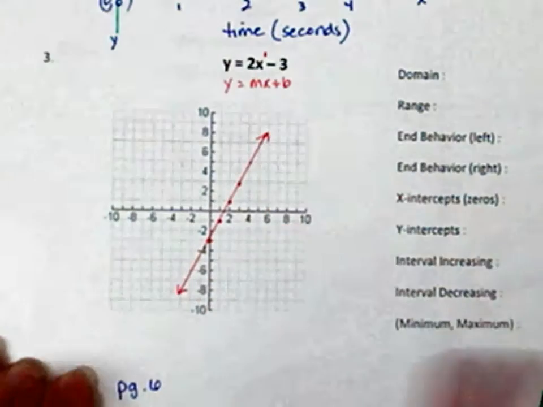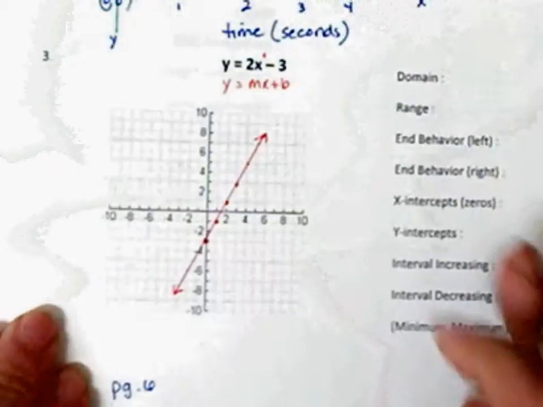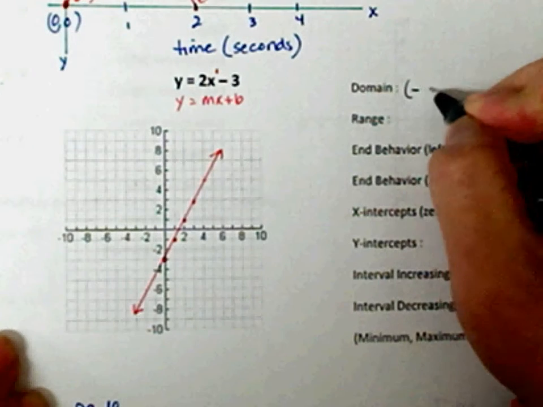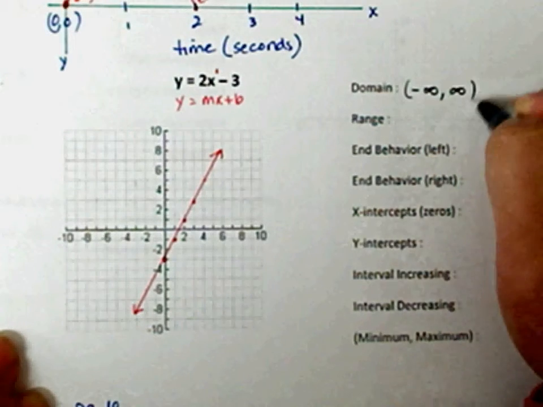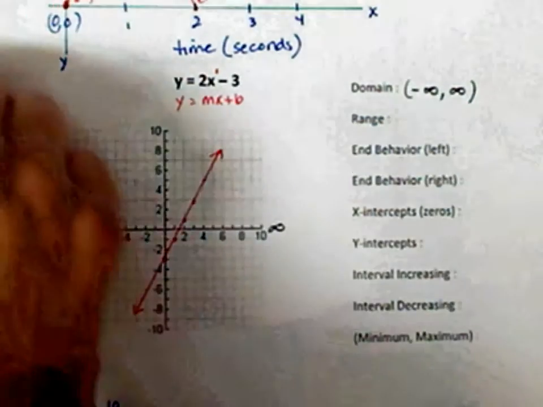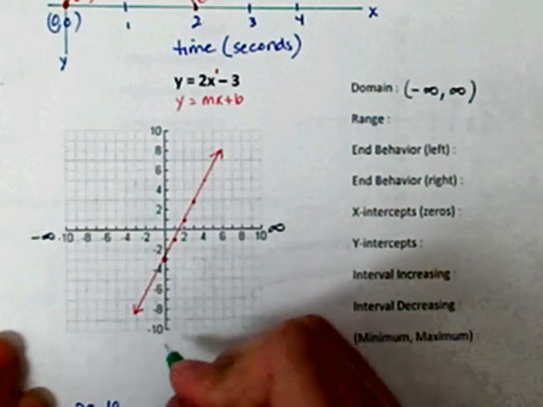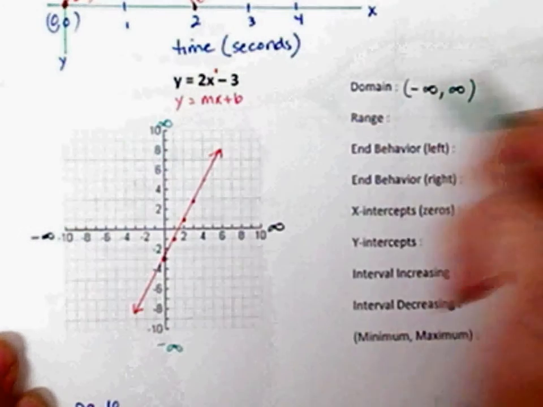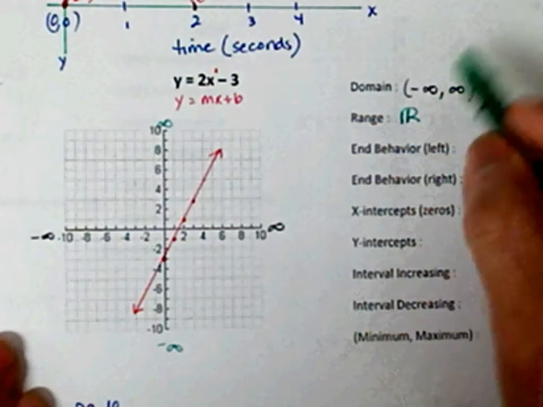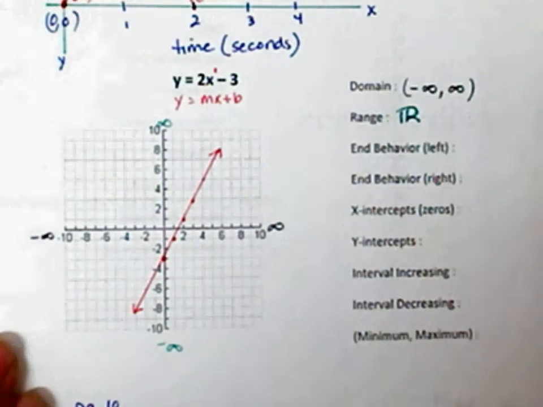Okay? So now let's look at our characteristics. Your domain, far left to far right. I start at negative infinity and I end at positive infinity. There's negative and there's positive. Your range starts down here and it goes all the way up here. You can also write real numbers, which is a double-lined R.